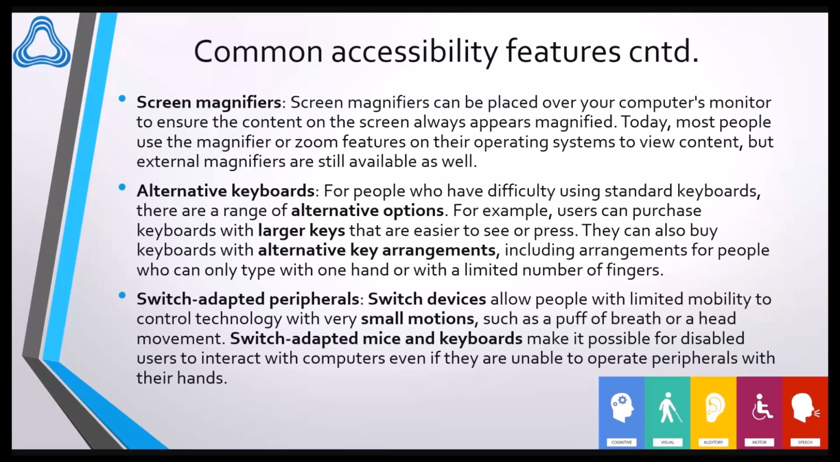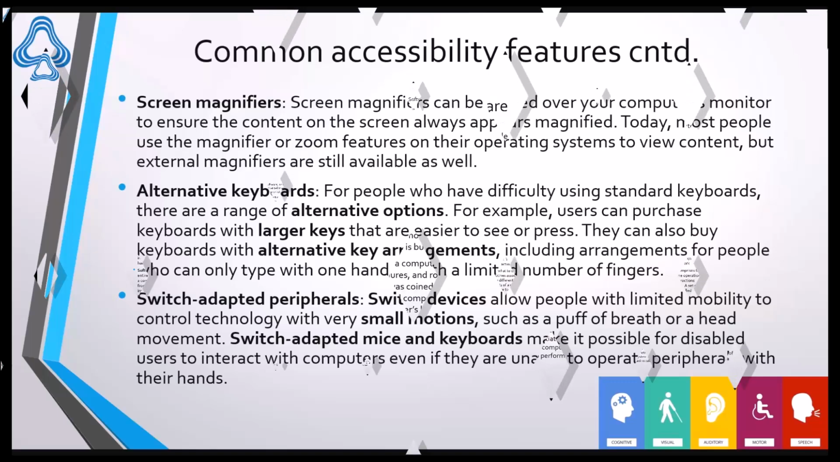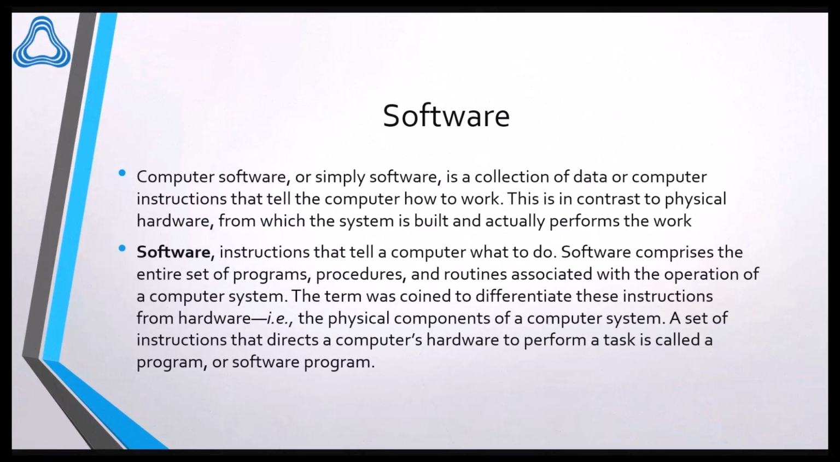After this, we have finished the part on hardware, and now we want to move on to software. Now, software. Computer software, or simply software, is a collection of data or computer instructions, and they tell the computer how to work. This is in contrast to the physical hardware. We remember we defined hardware as the physical or tangible parts of the computer. And it is from these parts that we build the computer, and they actually perform the actual work.